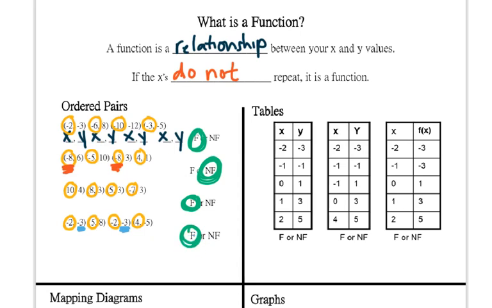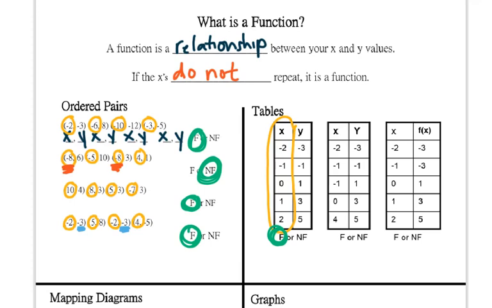So now, how to check functions from a table. Same idea. I'm going to circle my x's. Here are the x values. If I look at these girls, we've got a -2, a -1, a 0, a 1, and a 2. All of those numbers are different. We don't have anything that's the same. So that is a function. Very easy. Definitely a function.